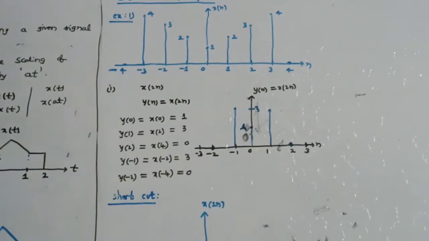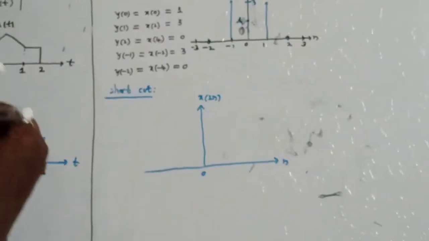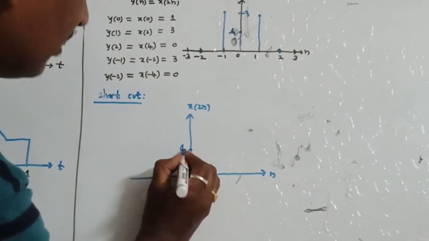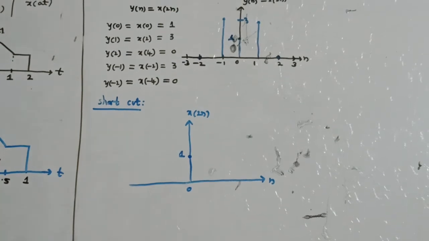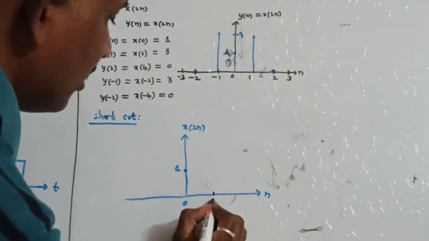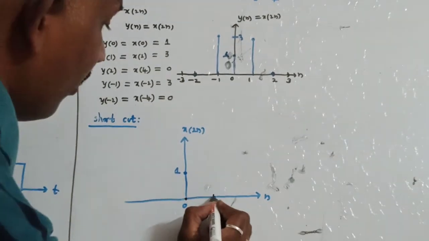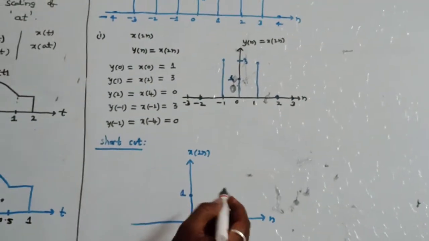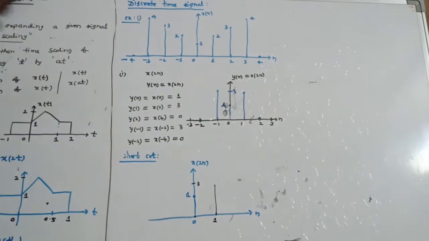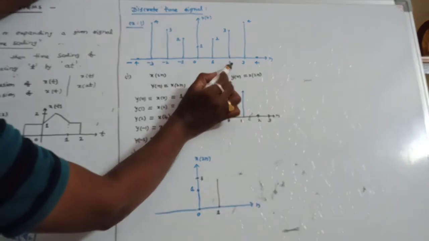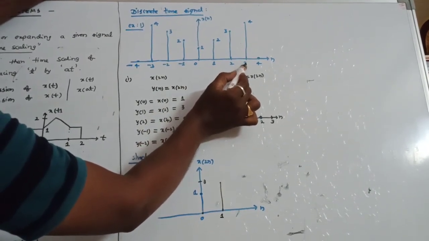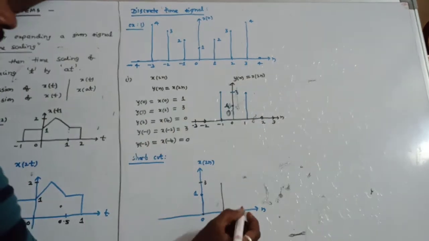So in this way, we can easily solve. Therefore 0 by 2 is 0, so this sample will remain as it is. 1 by 2 is 0.5, so the second sample will not exist. 2 by 2 is 1, so at 1, what is the amplitude? You can clearly see that for 2 by 2, the amplitude is 3. 3 by 2 will come as a fraction, 1.5, so that sample is removed.